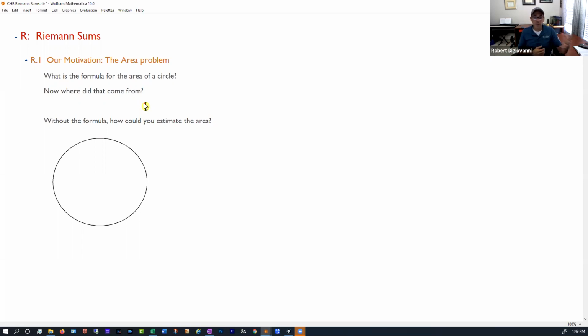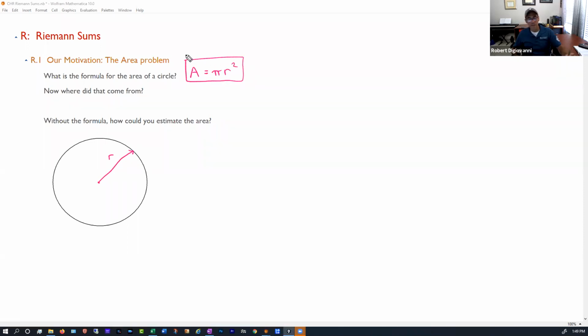It actually comes from a very classic problem, and it's the area problem. We all know, hopefully, that when someone gives us the radius of a circle, then the area of that is pi r squared, right?